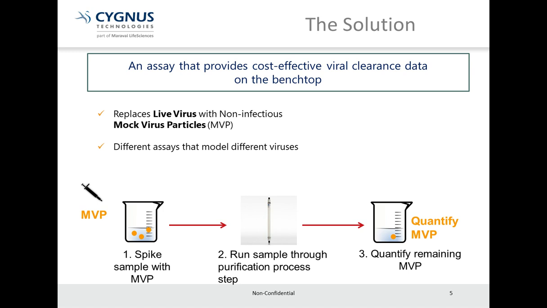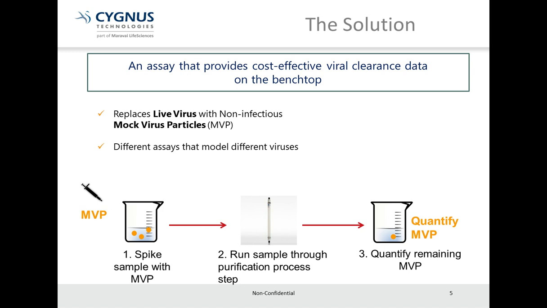So what we're doing here is replacing the live viruses used by viral clearance validation labs with what we call a mock virus particle, or MVP. The idea is to have different MVP kits that address the different viruses used internationally by CROs.